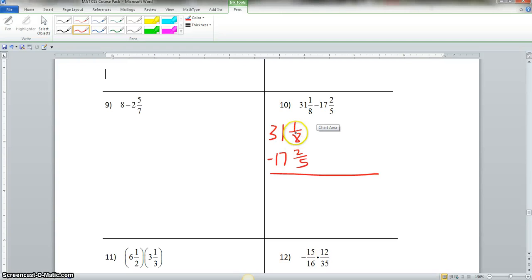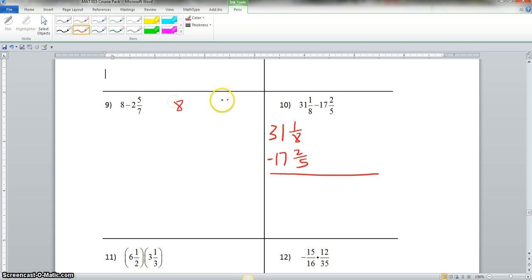Picking up where we left off, I told you all to line these mixed numbers up vertically. So we have 31 and 1/8 minus 17 and 2/5. We want to find a common denominator for these fractions here. So I'm going to go off here to the side.